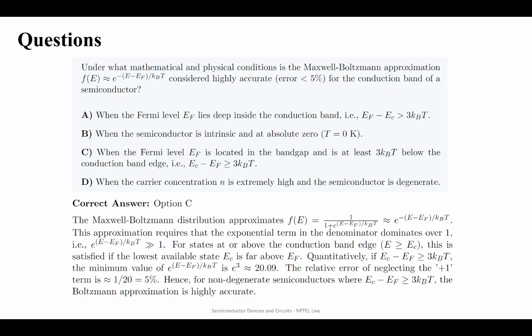This approximation requires the exponential term in the denominator to dominate over 1, that is e to the power (E minus EF) by kBT greater than 1, for states at and above the conduction band, E greater than EC. This is satisfied when the lowest available state EC is far above EF, which is if it is greater than 3 kBT, then the minimum is e cubed, which is approximately 20, which makes the relative error about 5%. So this is highly accurate only when EC minus EF is greater than or equal to 3 kBT.